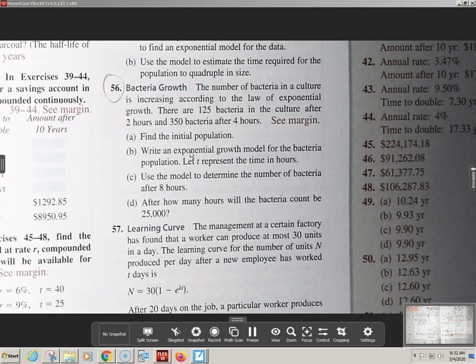Number 56, what are some of the words that you see? Yes, it's bacteria, but remember, that's just the specific case. Look at the words. It says exponential growth, which means we're allowed to use Ce to the kt, positive. Why positive? Those bacteria are growing. What else? We know certain parameters, but we don't know the bacteria in the culture after 2 hours. We have 2 of them, right? But are either of them the initial? No. That's what we have to find.